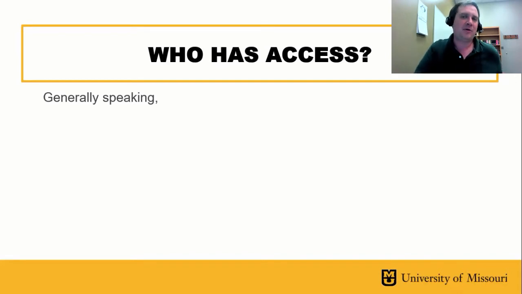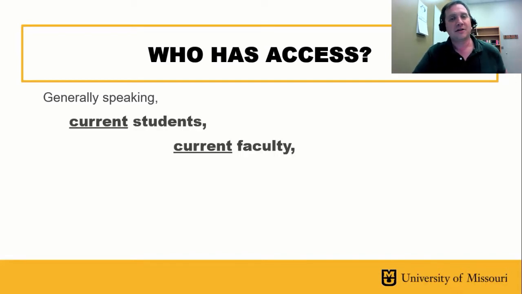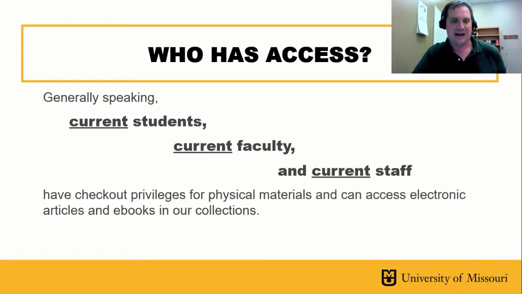Generally speaking, the people who have access are current students, current faculty, and current staff. And those people have checkout privileges for physical materials and can access things like the articles and ebooks that we have available online. Now, there are exceptions to that. If you have emeritus status as a faculty member, generally you maintain access to items in our collection.